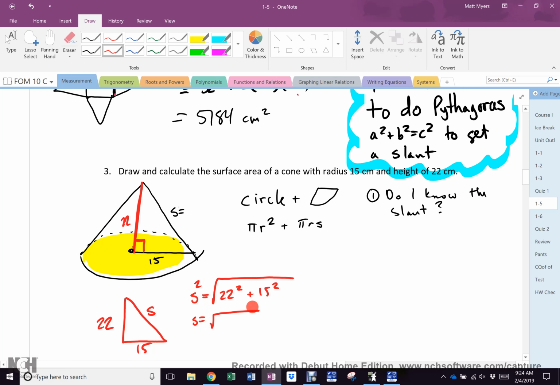And when you do that, what answer do you get? You get 26 exactly? Bunch of decimals, right? Okay. How many decimals do I like? 2? Okay. But decimals are a pain in the butt, aren't they?